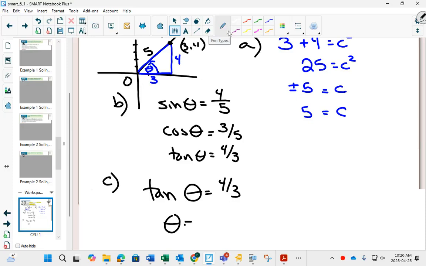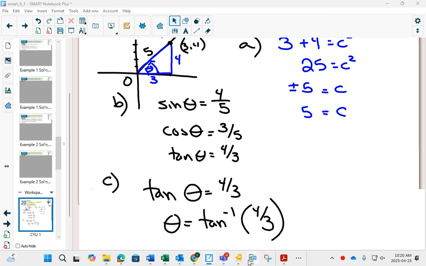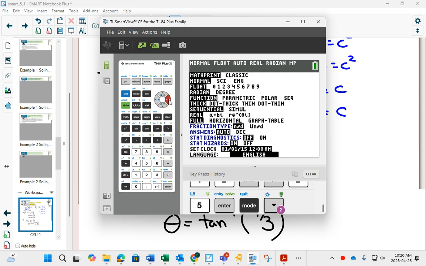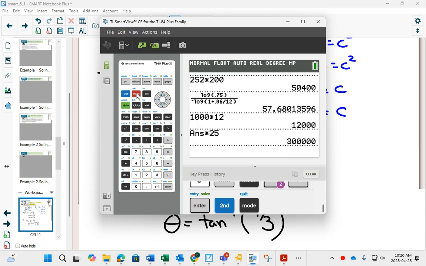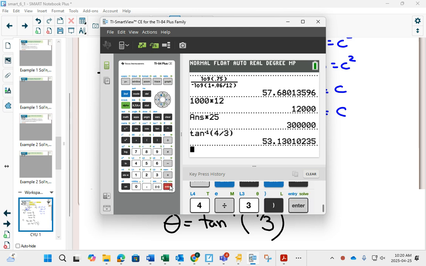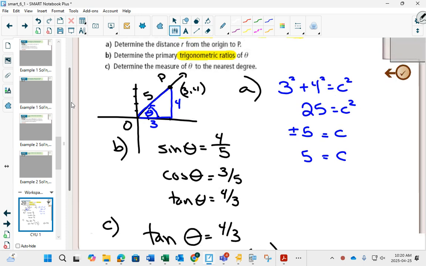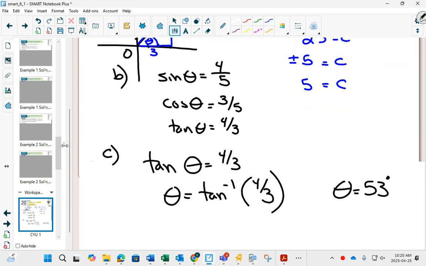How do you solve for theta? We need to get rid of the tan. The opposite of tan is tan inverse. So you do tan inverse of both sides, which gets rid of the tan on the left. And if I go to my calculator, I'm in radians, so I have to hit the mode button and make sure that I'm in degrees. And if I go tan inverse of 4 divided by 3, 53.13. How many decimal places does it want me to round to? Nearest degree. Oh, 53 degrees.